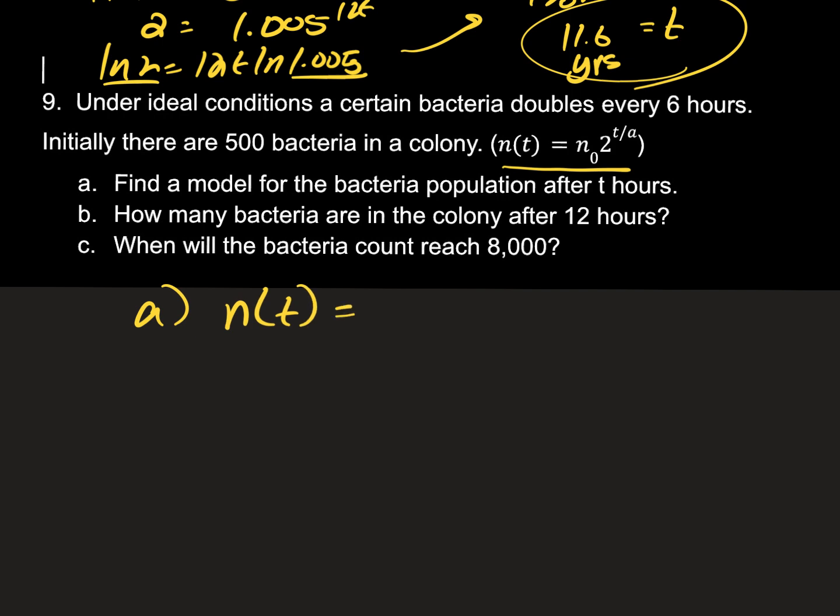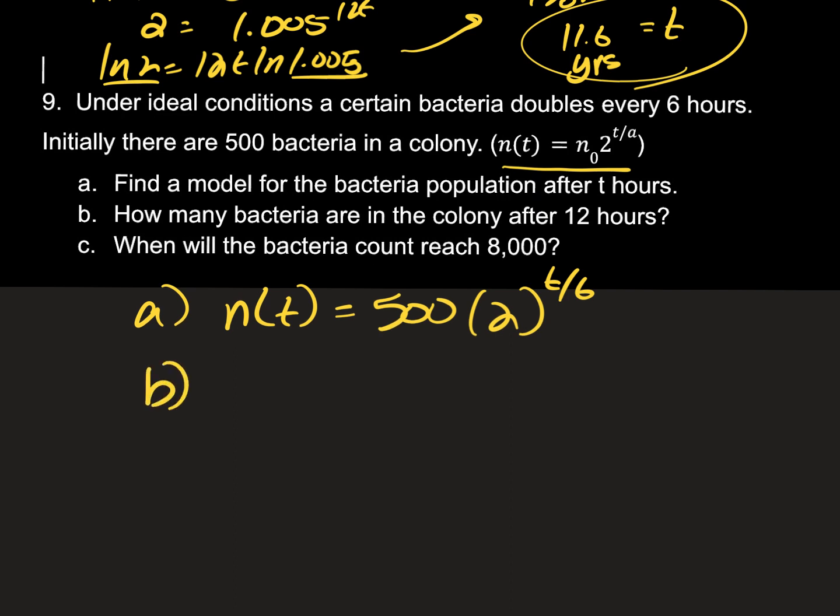N sub 0 means initial amount, which is 500. 2, I'm going to put 2 here. And then T over A. A is the doubling time. So I'm going to put T over, and it doubles every 6 hours, so T over 6. That's part A. That's the model.